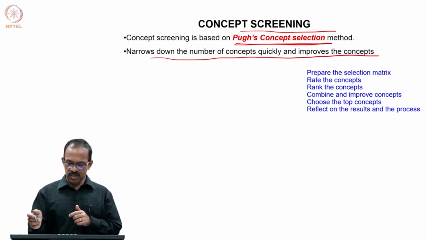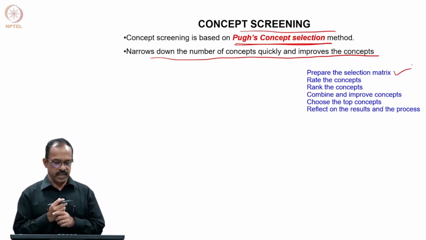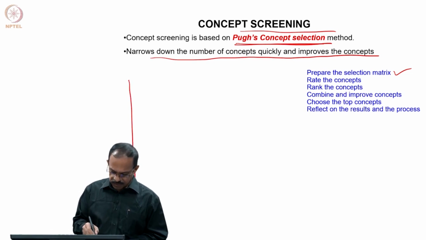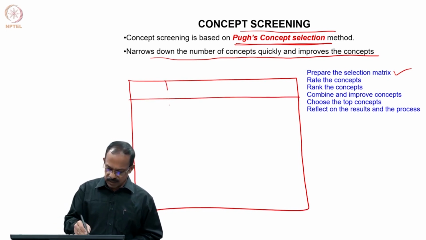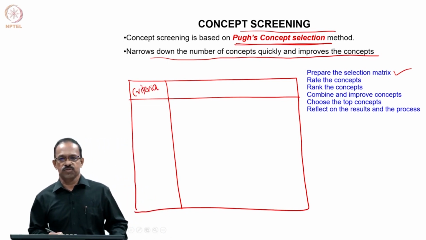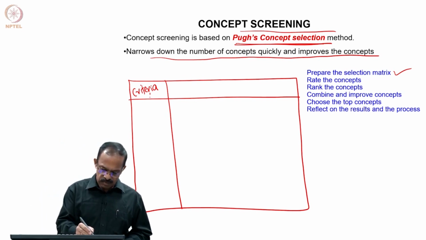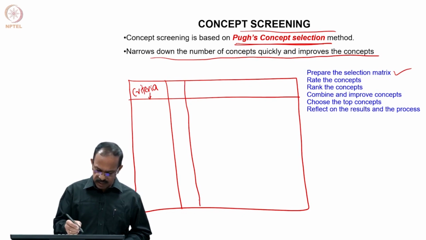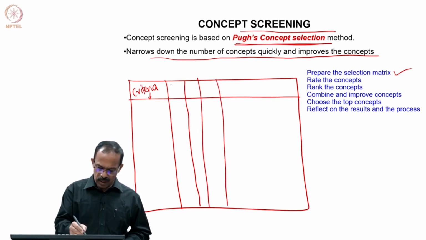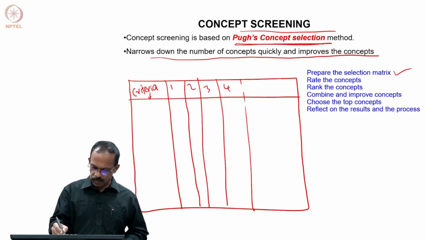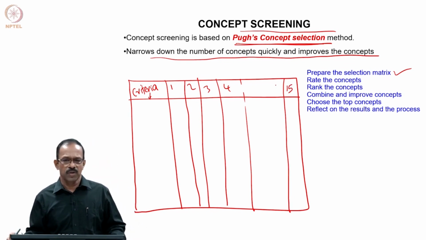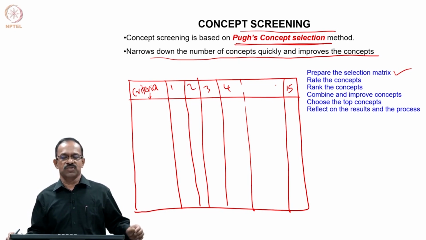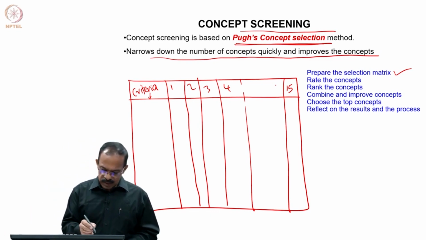And how is this done? As you can see, the first thing is to prepare the selection matrix. We prepare a selection matrix, and we say these are the criteria. This criteria should be selected based on the consensus of the team members, and the concepts or the alternatives will be given here. You may have 1, 2, 3, 4, etc. Assume you have 15 concepts, and you want to bring this down to a top 5 or top 6 concepts. That is the idea. Now, the criteria can be given here.